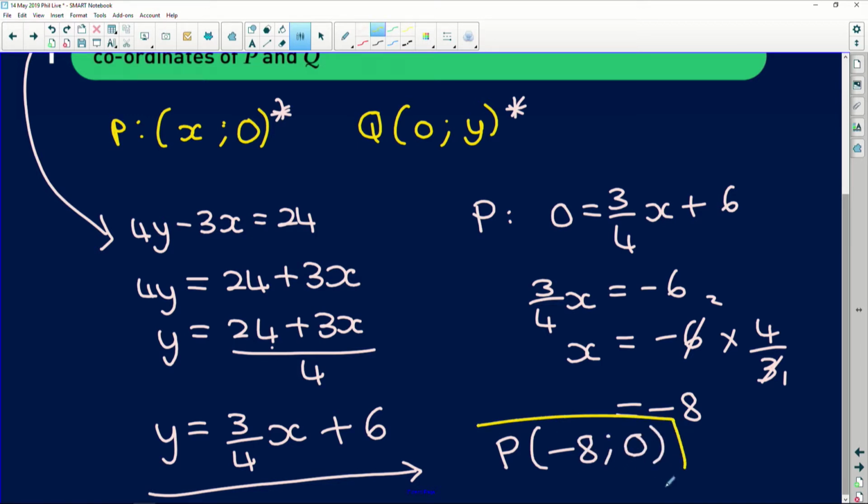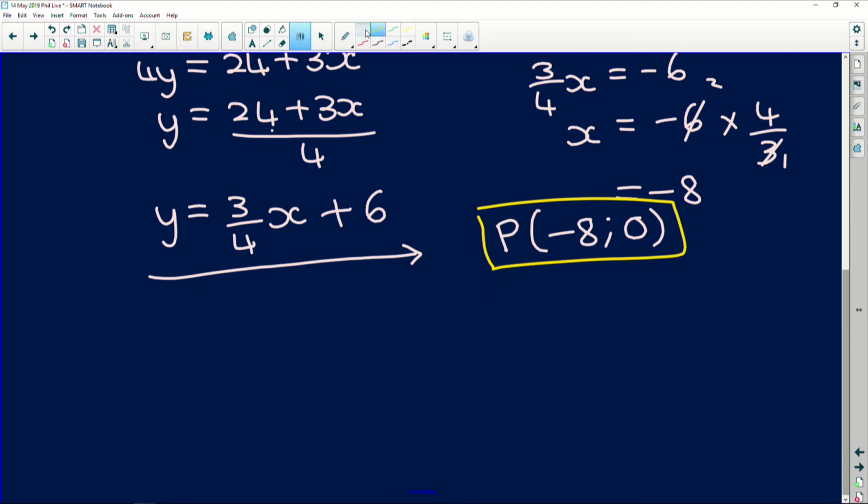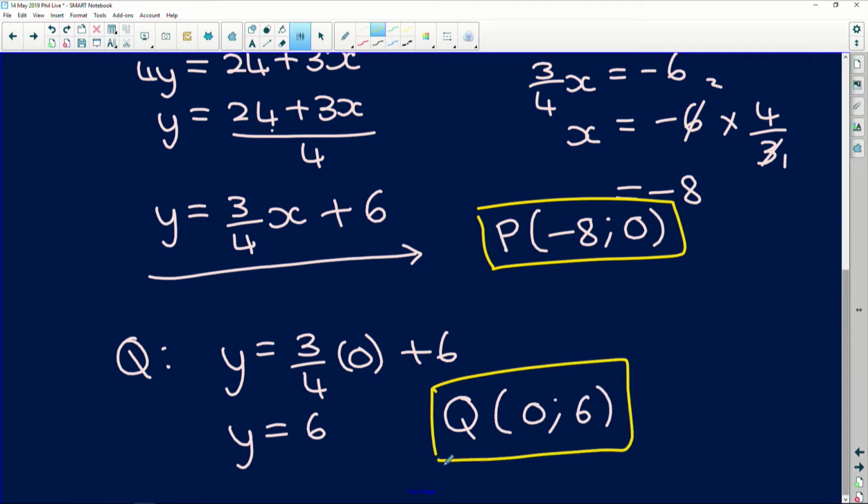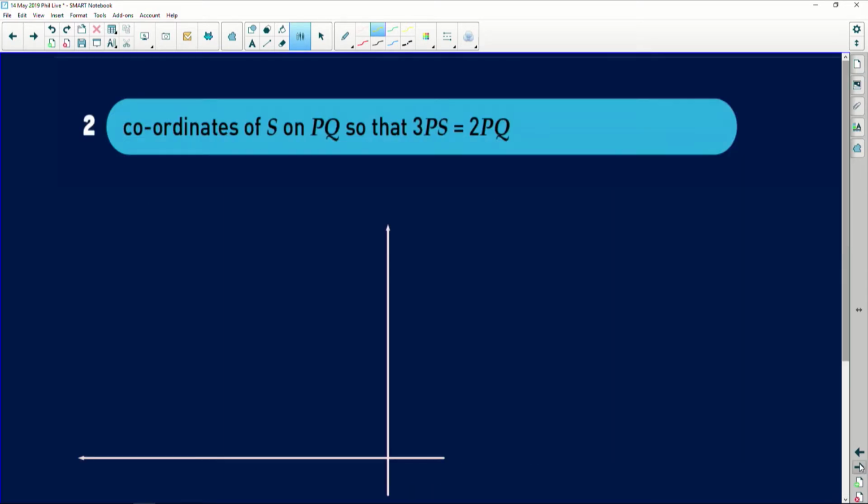Okay, so that's important. Next, for Q, we make x equal to 0. So we say y is equal to 3/4 of 0 plus 6. So that means that y is just simply 6, which means that the coordinates of Q are (0, 6). Easy peasy, guys. But this next part is a little bit challenging.